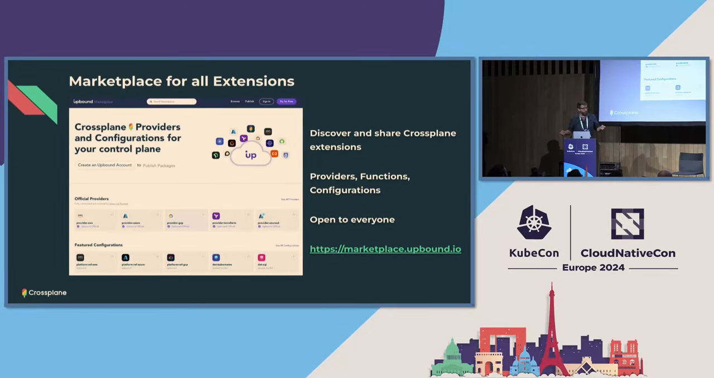Where can you find all the Crossplane extensions? There's configurations, there's providers, there's functions, there's all this stuff that teaches Crossplane more tricks. And the place to find them is in this Crossplane marketplace. So you can go there, you can find all the extensions to Crossplane, you can see their documentation, how to use them, examples, all that stuff. So marketplace.upbound.io, that's where to go find all the extensions to Crossplane.